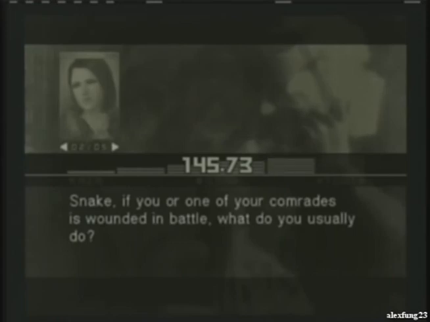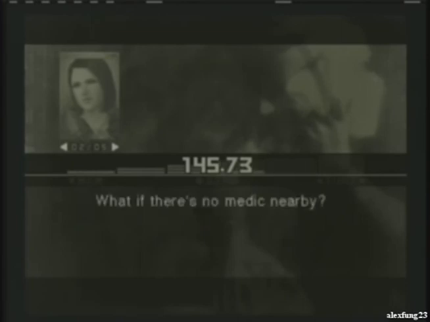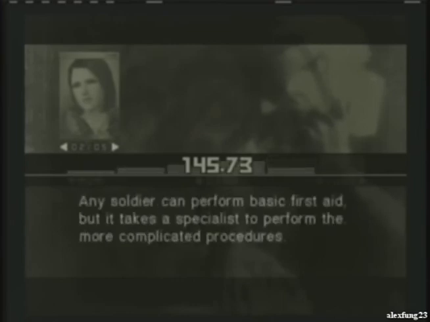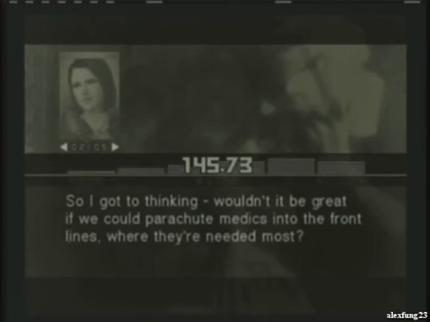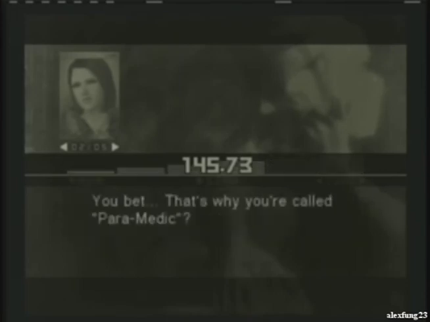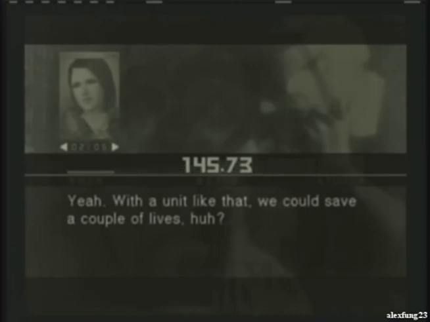Snake, if you or one of your comrades is wounded in battle, what do you usually do? I call for a medic. What if there's no medic nearby? I don't even want to think about that. Think about it. That's my worst nightmare. Any soldier can perform basic first aid, but it takes a specialist to perform the more complicated procedures. I know a lot of guys who'd still be alive today if they'd had access to a medic. Me too. So I got to thinking, wouldn't it be great if we could parachute medics into the front lines where they're needed most? You bet. That's why you're called Paramedic. Yeah. With a unit like that, we could save a couple of lives, huh?